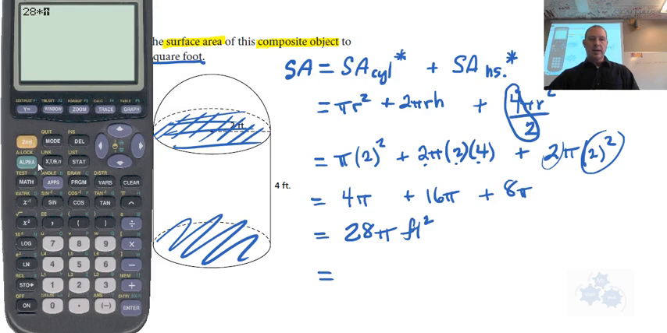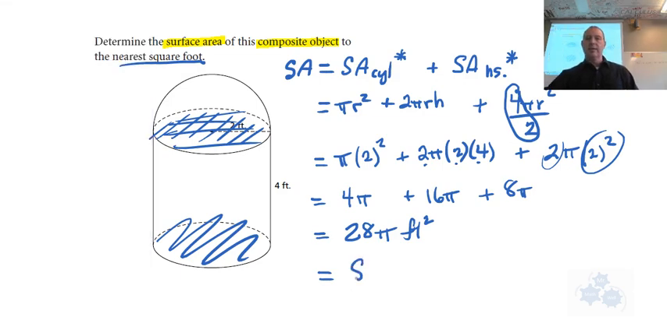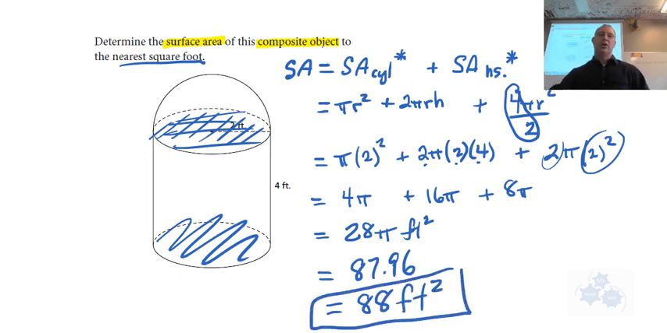Okay, so 28 times. Where's my pi button here? I should know where that is. Oh, right here. 28 times pi equals 87.96. Now, to the nearest square foot is going to be what? 88. Okay. So that is the answer to this question, surface area of a composite object.